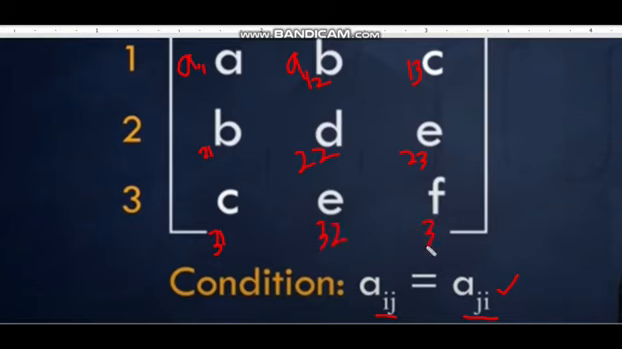So, always in ij, the first number represents the row and the second number represents the column. So, A21 should be equal to A12. That is Aij equal to Aji. This is the condition for a symmetric matrix.